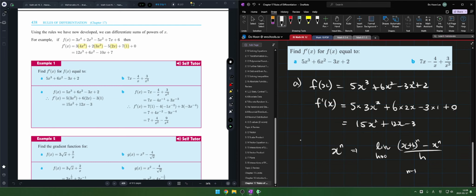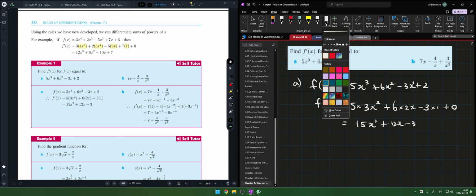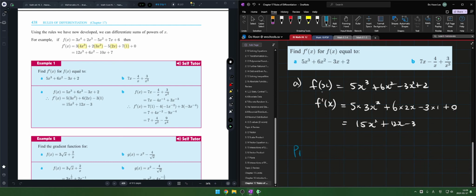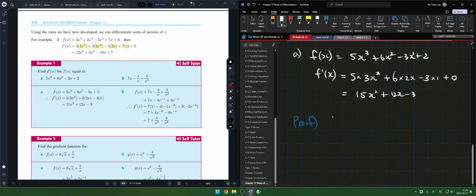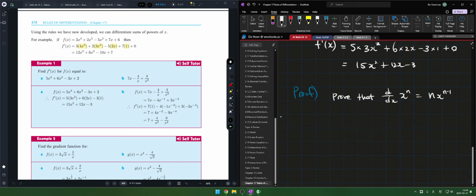I think it might be a fun one to do. Let's do it. Every now and then, that's just very interesting. Proof. I wonder if I can do it. I haven't done it for a long time. Prove that d over dx of x power of n is equal to n x power of n minus 1. That's my goal. So let's do that.